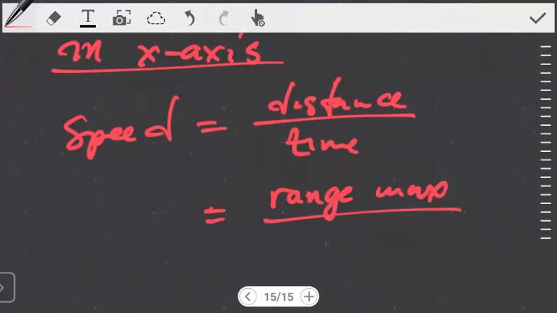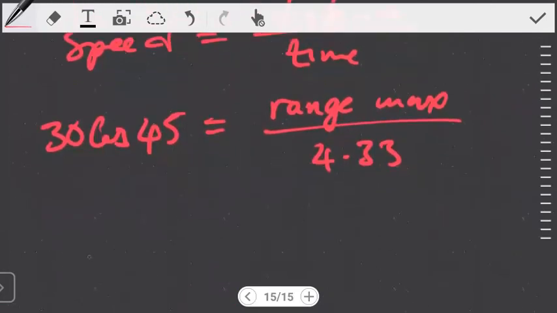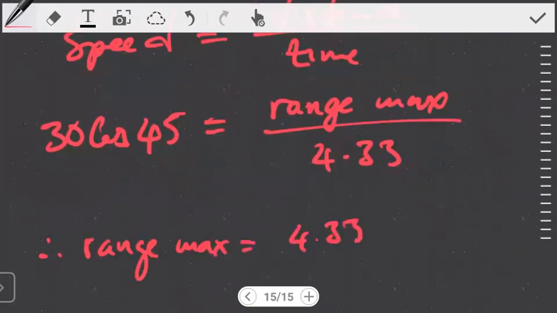In the time, we just found what that time is from the y-axis. The time it takes to go up and come down is actually the time it took the projectile to move all the way. So this can be 4.33. The speed in the x-axis is the x component. That x component of the velocity will be maintained. So if you take the x component of the velocity, you should have 30 cos 45. So this becomes the x component of the velocity. Therefore, the range max will be equal to the total time, 4.33, multiplied by the x component of the velocity, 30 cos 45.